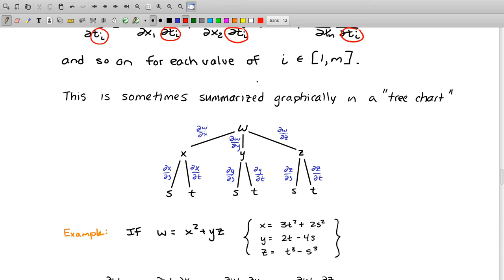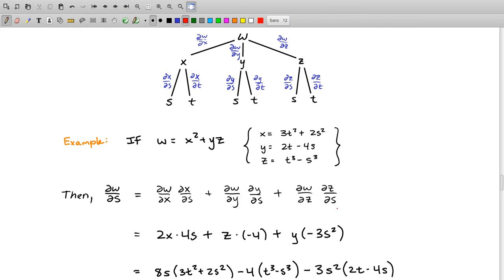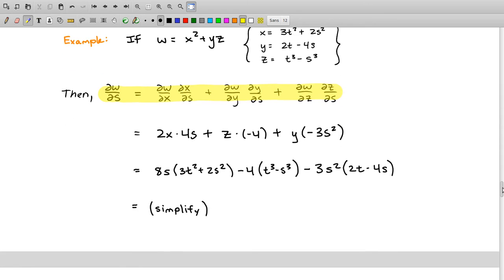W is the dependent variable, depends on x, y, z, and they each depend on s and t. I can draw this little tree chart: partial w, partial x, partial x, partial s; partial w, partial y, partial y, partial s; partial w, partial z, partial z, partial s. And that gives me the expression for the derivative with respect to s. It now has 3 terms, 1 for each intermediate variable. Okay, and so you can compute in this way, and so on.